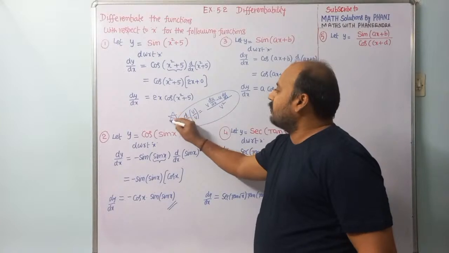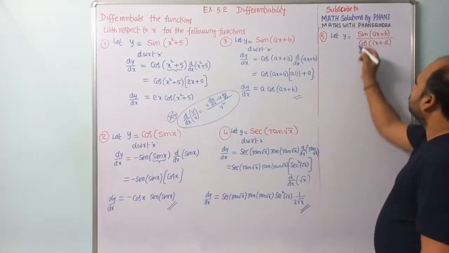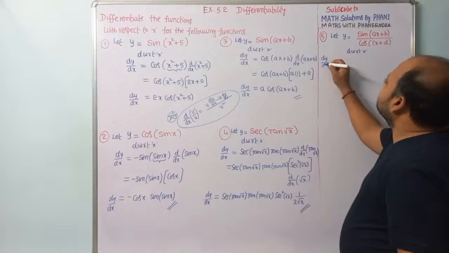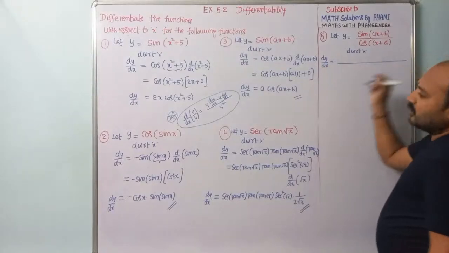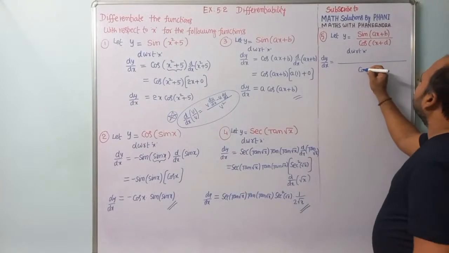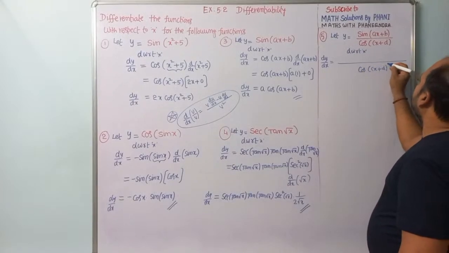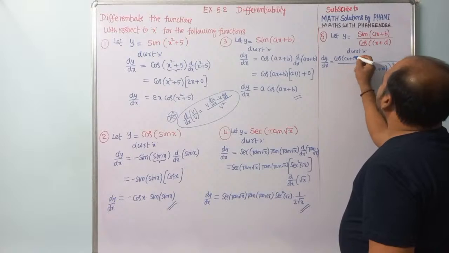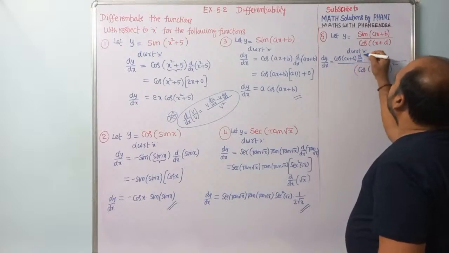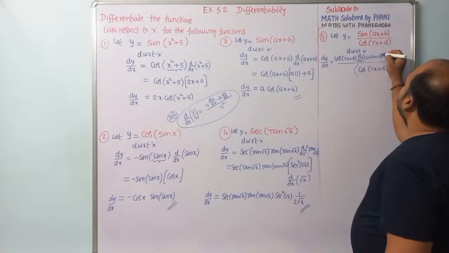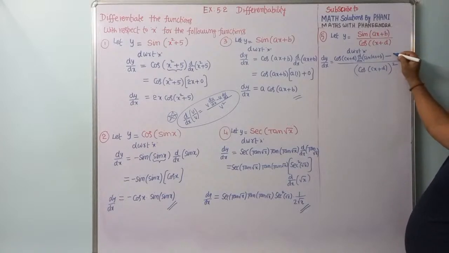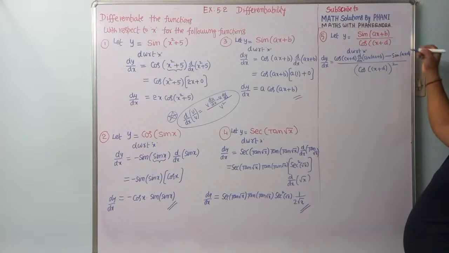This is the quotient formula of differentiation. Differentiate with respect to x, dy by dx is equal to, according to this formula, cos of (cx plus d) whole square, that means v square, v into cos of (cx plus d) into d by dx of sin of (ax plus b), minus u, sin of (ax plus b), into d by dx of cos of (cx plus d).